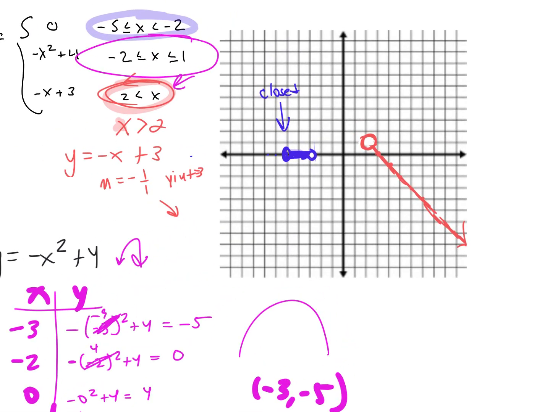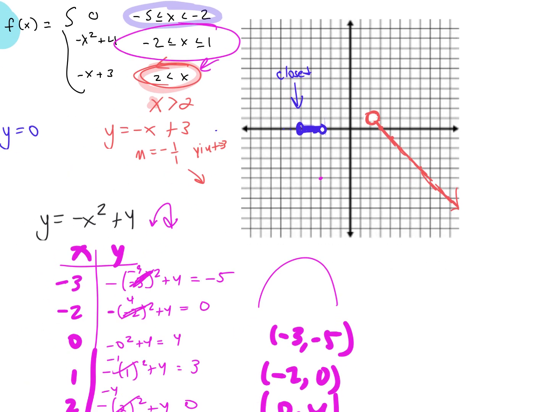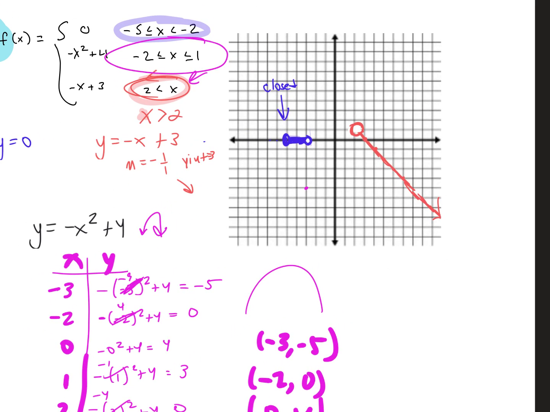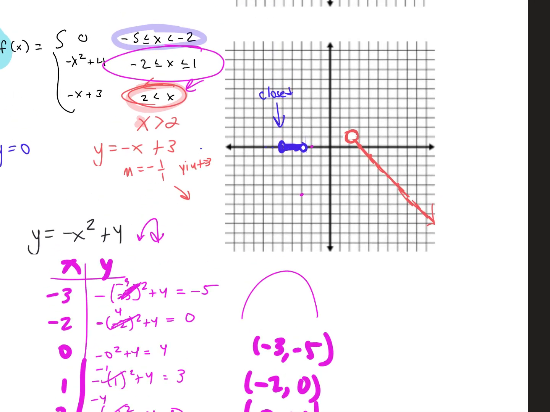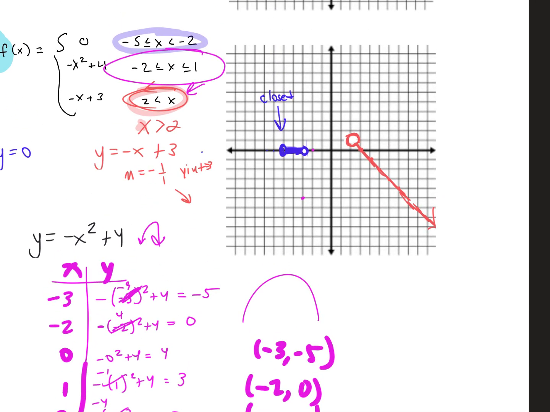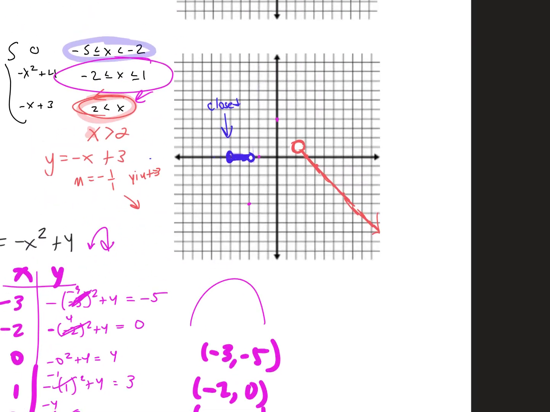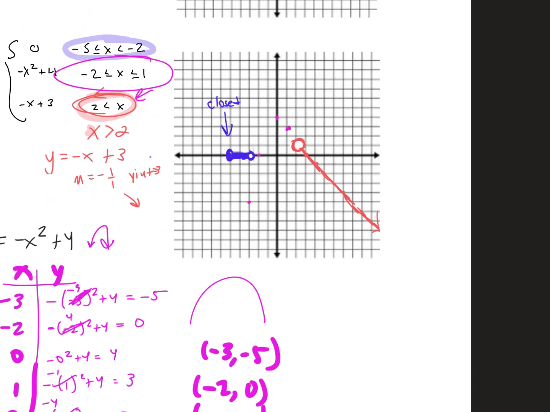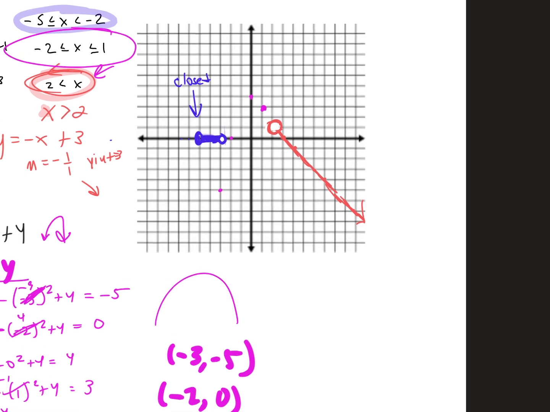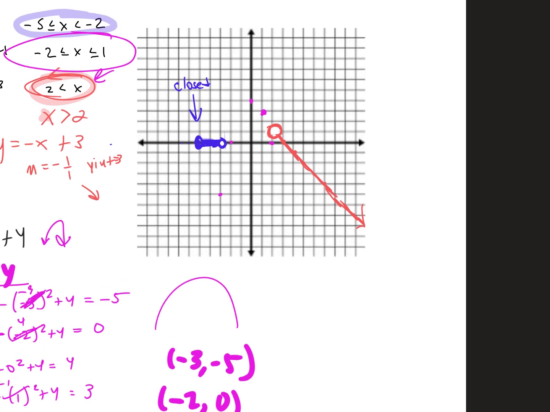So negative 3, negative 5. Negative 2, 0. 0, 4. 1, 3. And then 2, 0. So look at what my parabola looks like. You guys have to get the right shape. You can't just draw a random U and say, oh yeah, that's what it is.